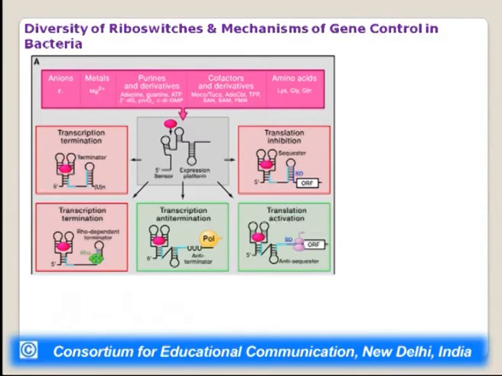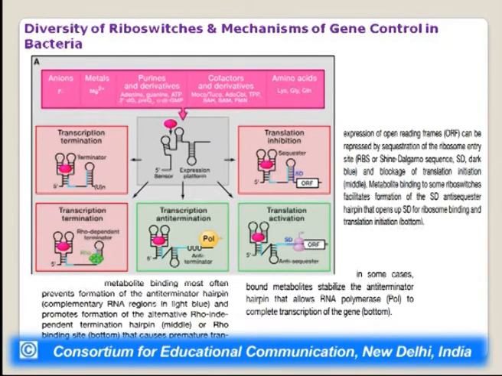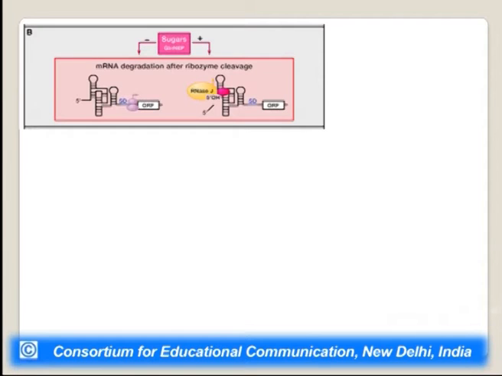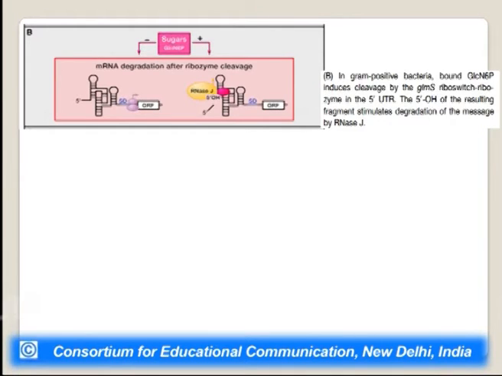So, by any of these mechanisms, the molecules at the top, upon binding to their particular riboswitches, can exert gene expression regulation. So, in different cases, different things can happen. Then there are certain sugars, for example in gram-positive bacteria, the bound GlcN6P induces cleavage by the glmS riboswitch ribozyme in the 5' untranslated region.